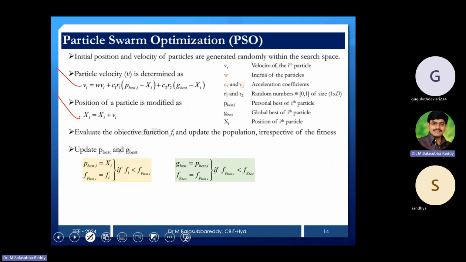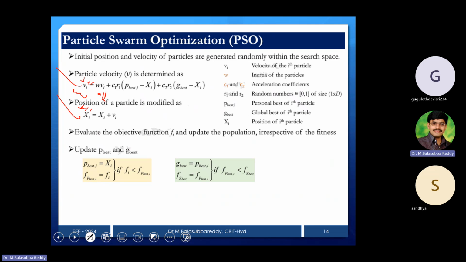So, velocity updation and position updation. Vi is the velocity of the ith particle, and if you want, you can make use of t plus 1, also xi t plus 1. That way also you can mention it. Otherwise, this will be new velocity, new equals w into velocity old. Any notation you can follow.